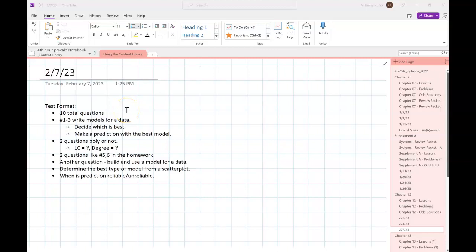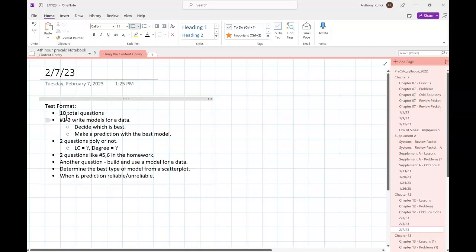Start just by talking a bit about test format stuff. So I have 10 total questions for the test. The first 3 questions, I'm going to give you some data and ask you to write a couple of different models from the data. So I might ask you for a linear model and a quadratic model, and then to decide which model would be the best one to use, and then to make a prediction using that model.